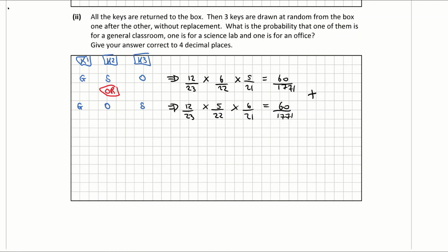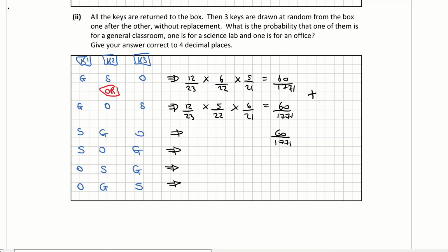So all I'm going to do now is fly through all the different combinations. So what else could we have? We could have had science, general, office. We could have had science, office, general. We could have had office, science, general, office, general, science. That's it. We have 6 of them. Now, again, you can list them out if you want, but all 6 are going to give me the same answer. They'll be in different orders, but they will give me the same 60 over 1,771.